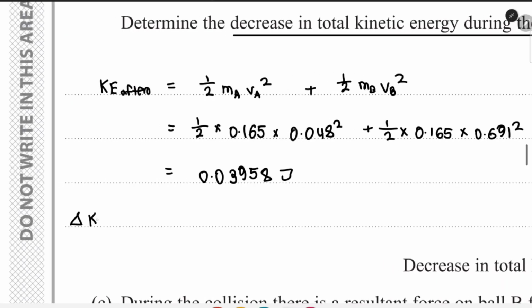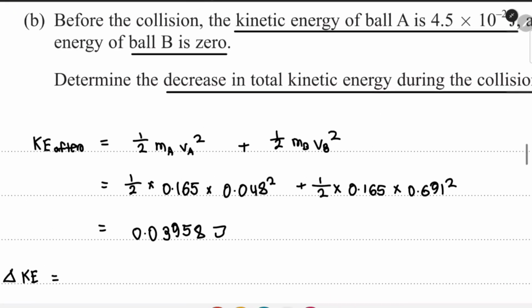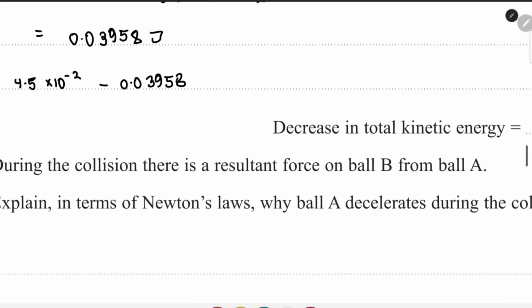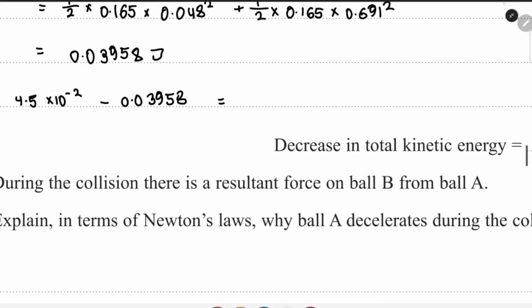So the change in KE, or the decrease in KE, is the KE before, which is 4.5 times 10 to the power minus 2, minus 0.03958, and if you calculate this you'll get a value of 5.42 times 10 to the power minus 3 joules.